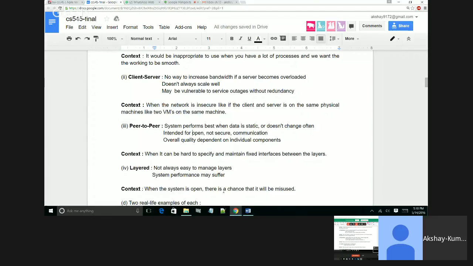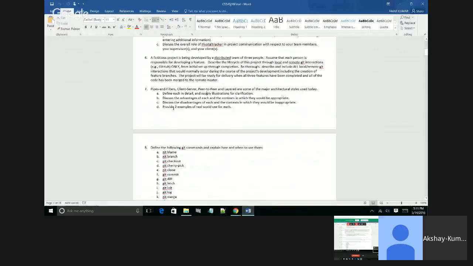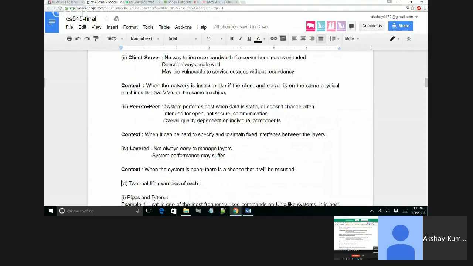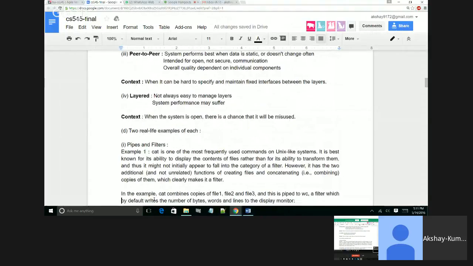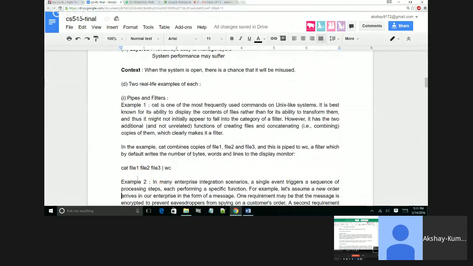Okay, I'll go with the D part then. I have to give two real world examples for each. So for the pipes and filters, I have given the first example as a command of Unix. I've taken the example of the cat command. Yes, I can see.